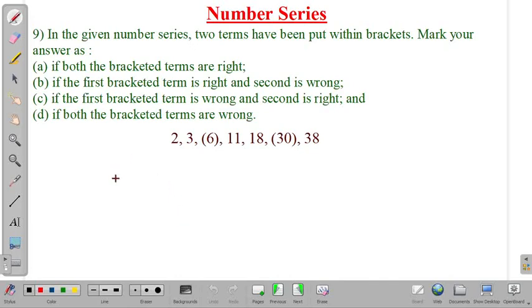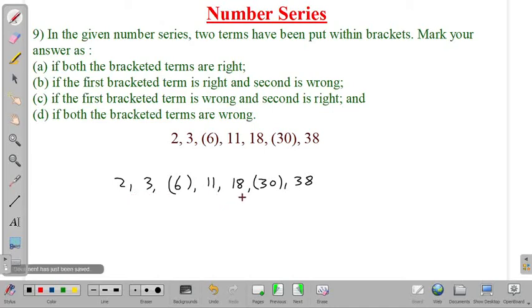See, the terms here are 2, 3, 6. 6 is the bracketed term, then 11, 18, 30 and 38. Okay, so all these terms, we have to find the logic for the non-bracketed term. Then we will check whether the bracketed terms are as per our logic or not. So what will be the pattern here? The terms are not increasing very rapidly, so it must be a different type of problem, right?